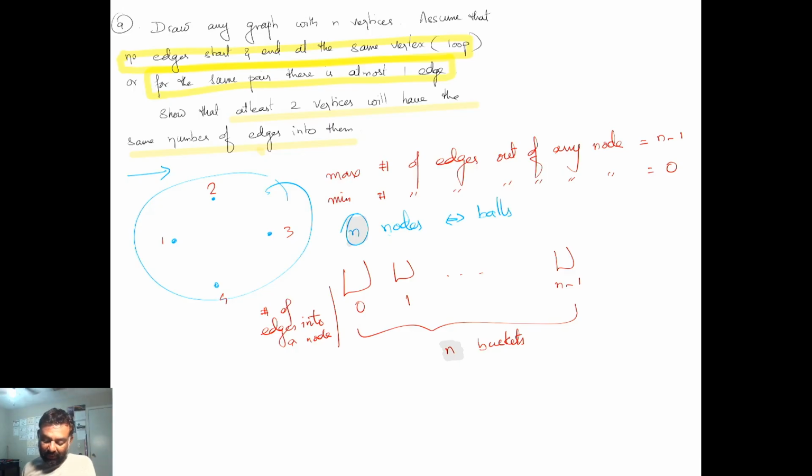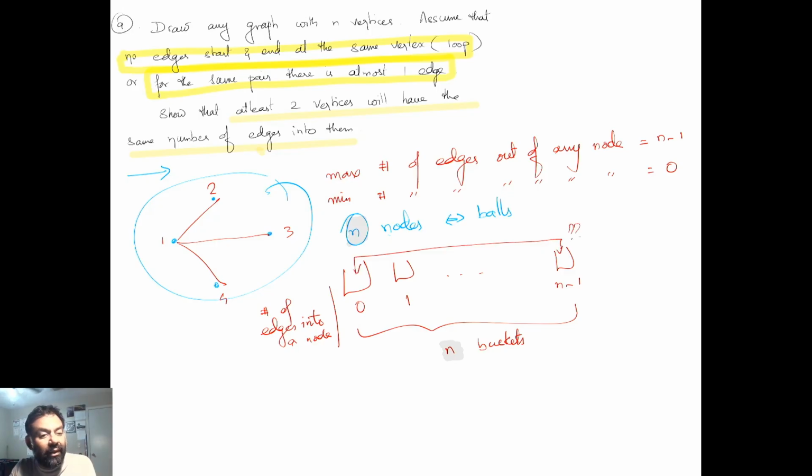So look at this picture again. When I drew the first example, there was this one node, let's call that node number 1, which was connected to all of the other nodes. Is it possible that there is one node which has a degree of n minus 1, or which has n minus 1 edges going out of it, and there is another node which has a degree of 0? Are these two things simultaneously possible?